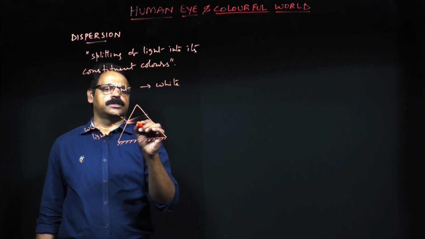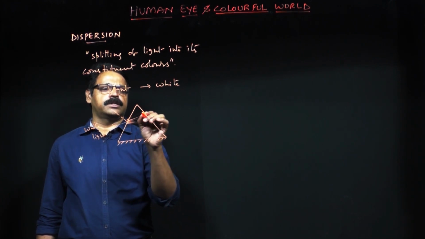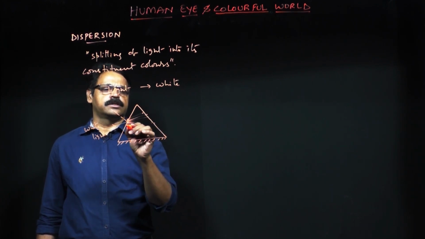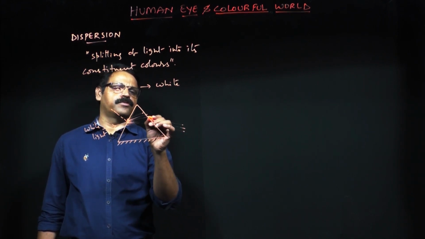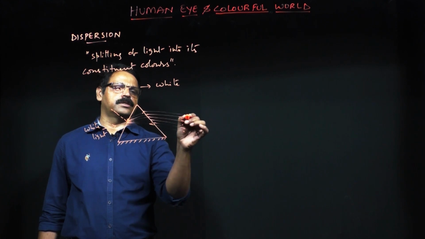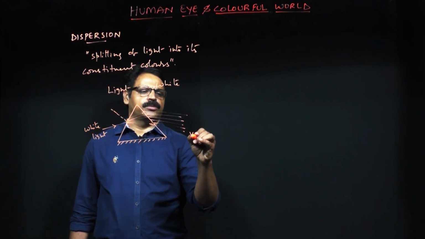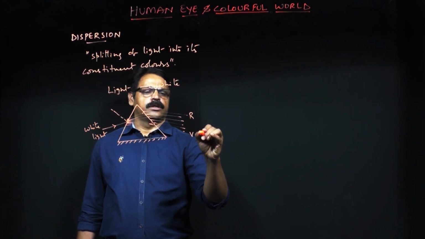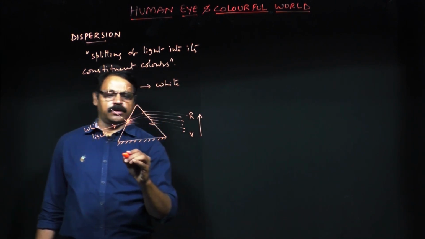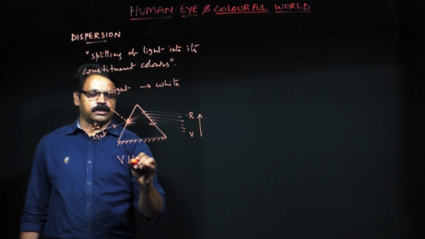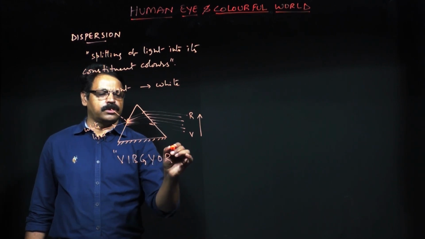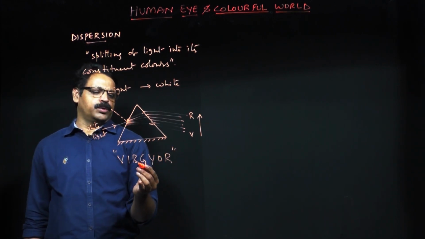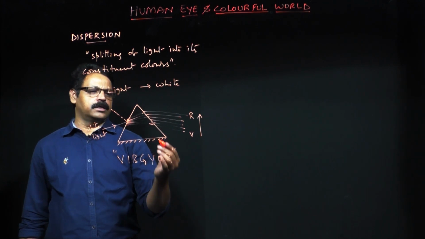It will get dispersed into its constituent colors. That means you have the 7 colors. So when it comes out in the form of 7 constituent colors, violet bends more compared to the red. So from violet to red, you are getting 7 colors called Vibgyor. This is the pattern you obtain: violet, indigo, blue, green, yellow, orange, red.